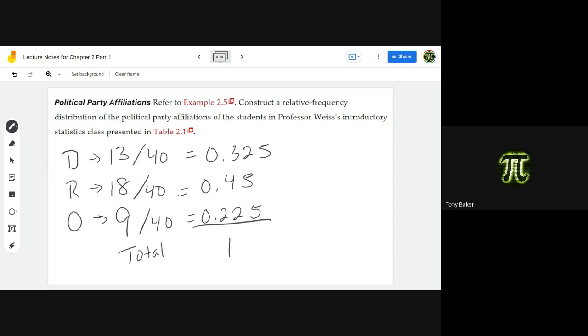How do I change a decimal to a percent? It's multiplying by 100. So this is 32.5%. This is 45%. And this is 22.5%. So we now have our relative frequency. Depending on how you're going to use it, you could leave it as a decimal, or you might want to change it to a percent. If you're going to do a pie chart with it, you have to change it to a percent. If you're just telling the relative frequency, you might be able to leave it as a decimal. It's fine.